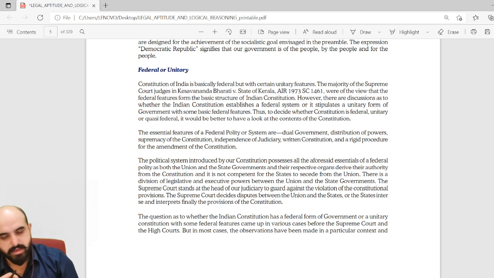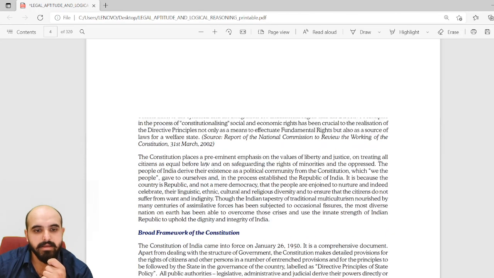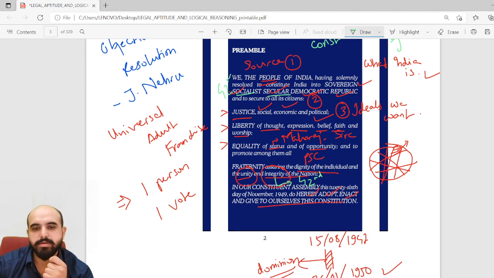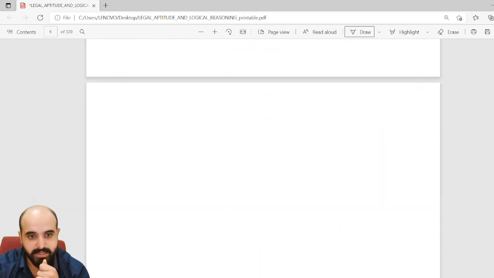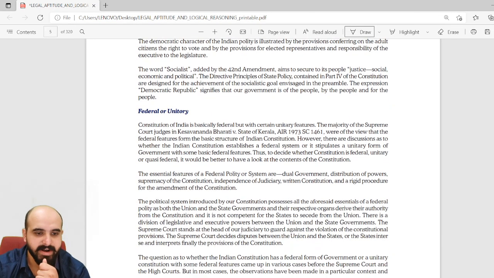right? Even the word secular was added in the 42nd Amendment. I might have forgotten. Simply write it. And the word secular was added in the 42nd Amendment, guys. So in the preamble itself, there were 3 changes by the 42nd Amendment. Now talking about federal and unitary structure.